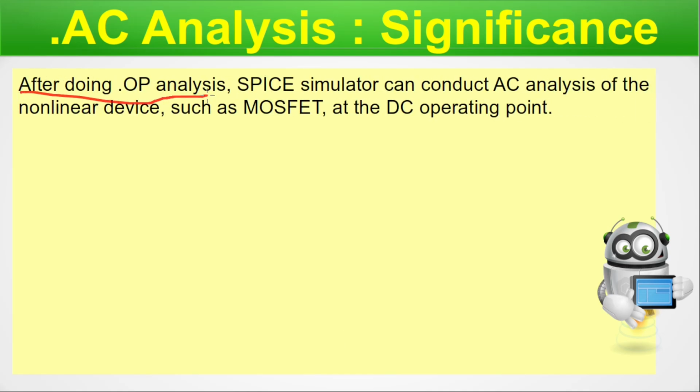After doing the OP analysis, which we talked about in the first slide, the PSpice simulator can conduct AC analysis of a nonlinear device such as a MOSFET at the DC operating point. So once the Q point is done, then we can go ahead with the AC analysis.